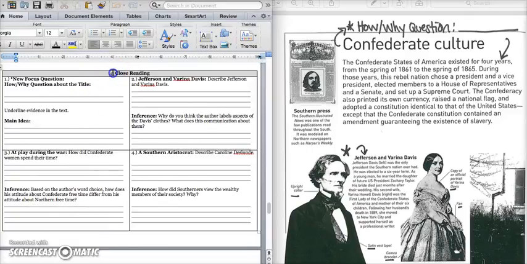Go ahead and create your how or why question about the title Confederate culture. I'm thinking, how does the author describe Confederate culture? How was Confederate culture? Why did Confederates have their own culture? How was Confederate culture different from Northern culture? Those are several great questions that can help you find the main idea. Please choose one and write it down.